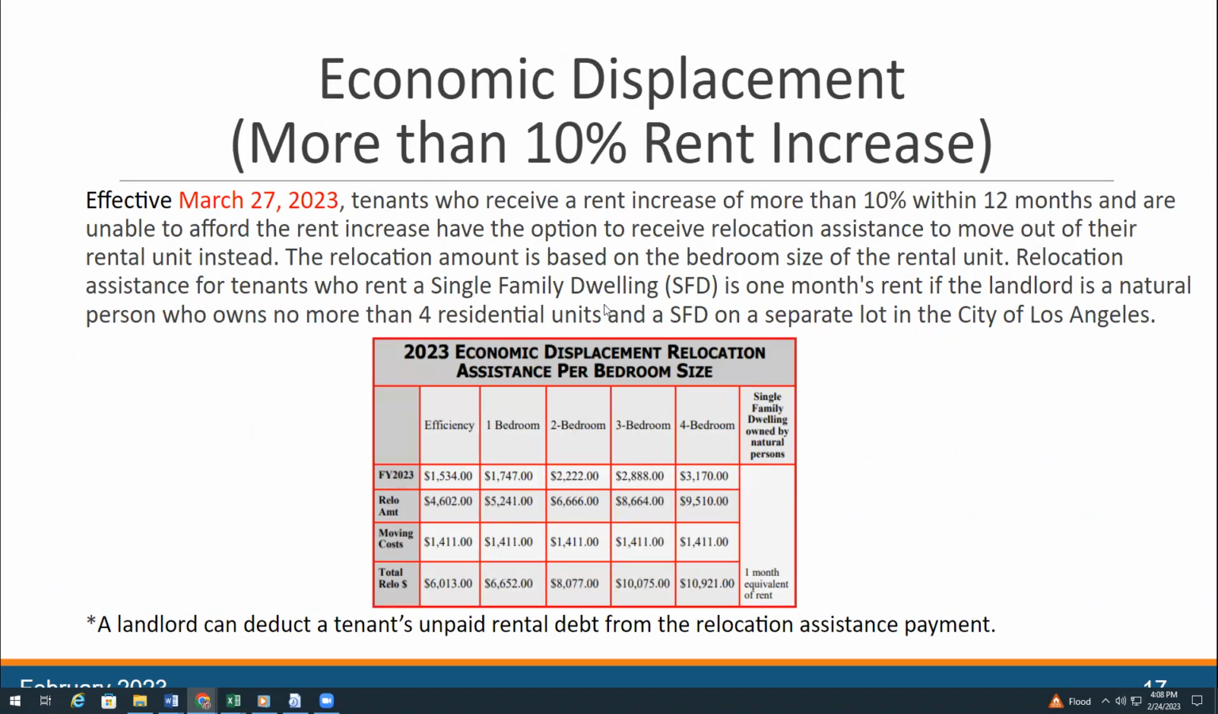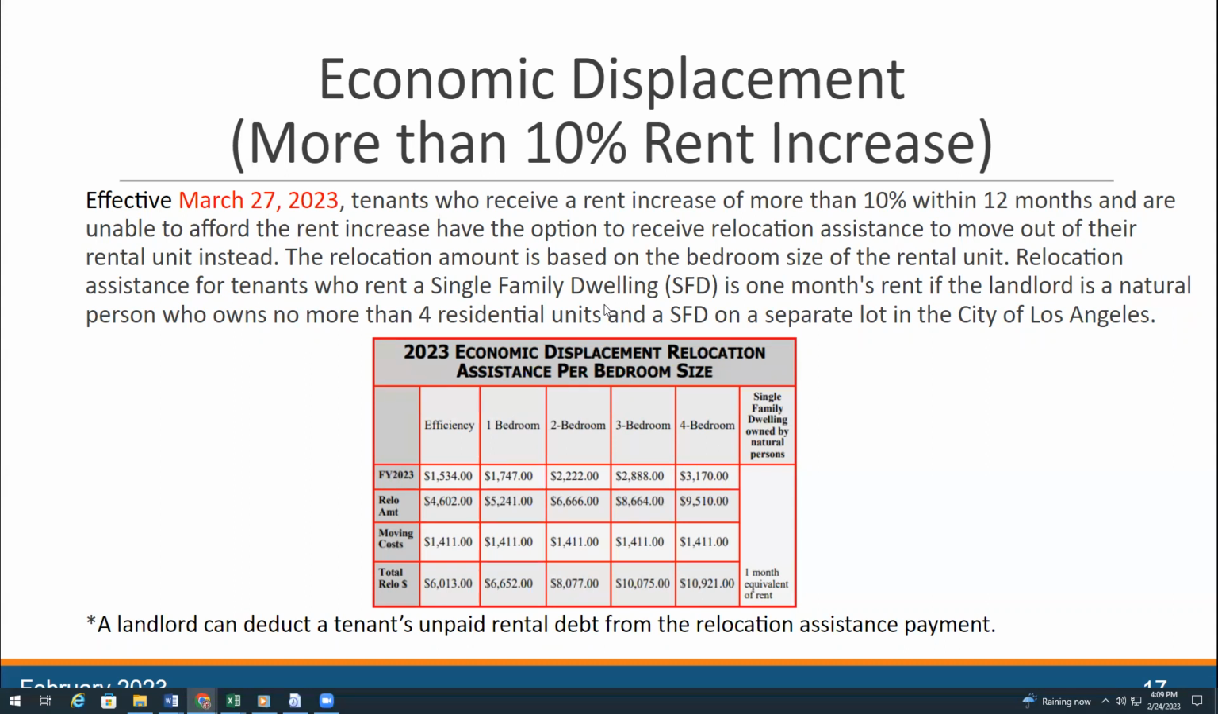Okay, this next slide is covering a new ordinance that will be effective March 27th, 2023, otherwise known as economic displacement. And this will apply to those tenants who receive a rent increase that's more than 10% within a 12-month calendar period, and they're unable to afford the rent increase. So if a tenant receives a notice and they're unable to pay this, then the tenant can opt for relocation assistance and to move out of their unit because they won't be able to afford this, and of course want to avoid an unlawful detainer for failure to pay rent.